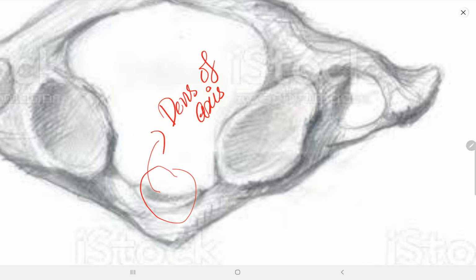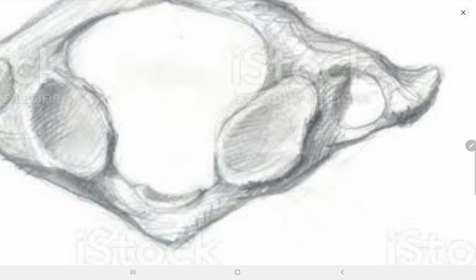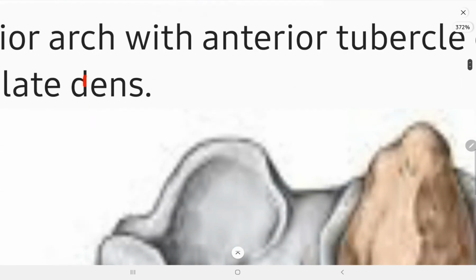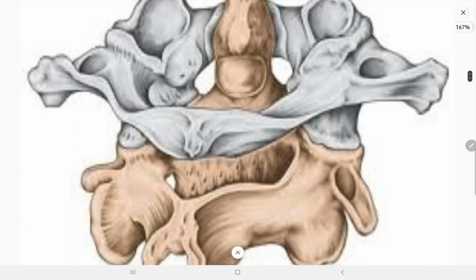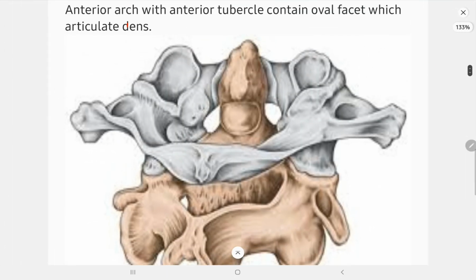I will show you an image of how the atlas and axis are attached together. In this image, you can see that the atlas is attached on the dens, which is present on the anterior arch.